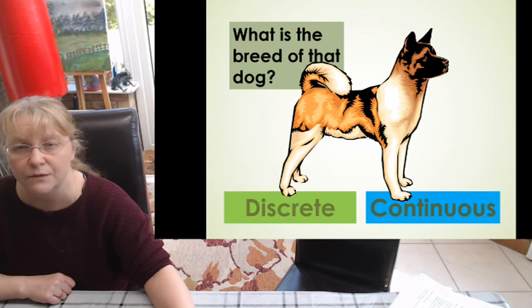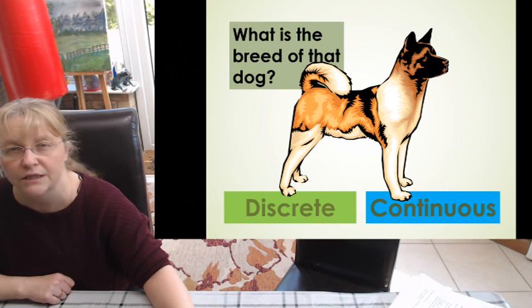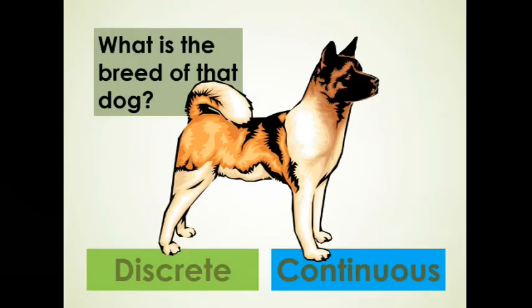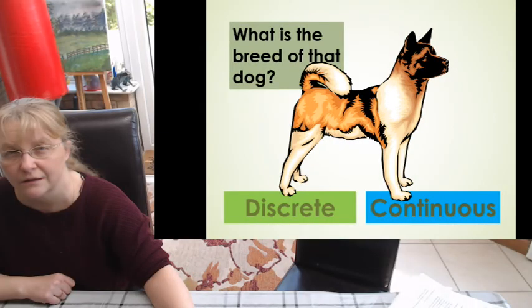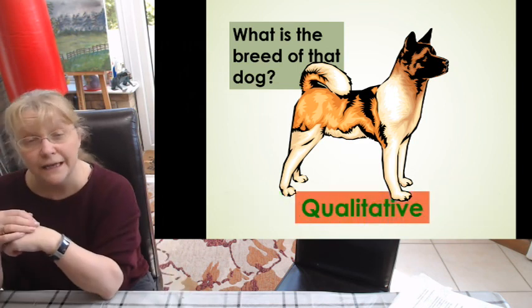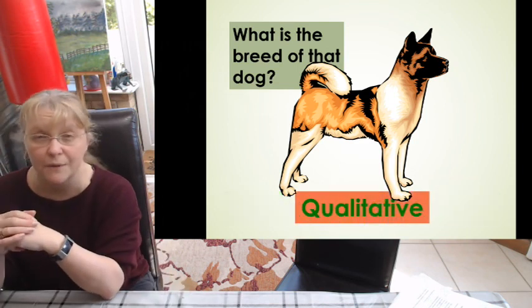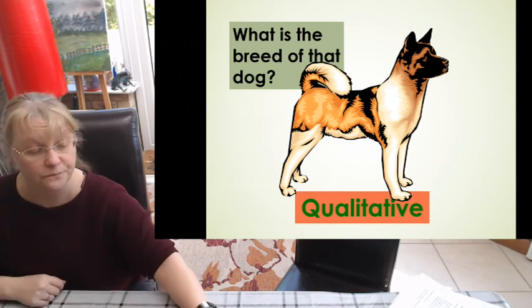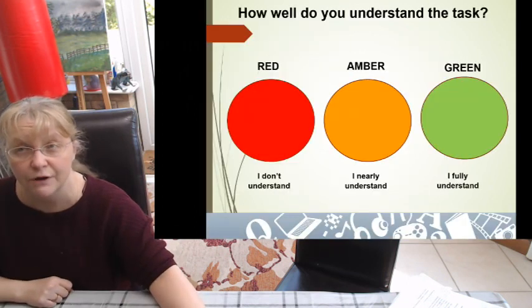What is the breed of this dog? Now think about this. What is the breed? Is it discrete or continuous? Hopefully you got neither, because it's qualitative, because you can't measure a breed of a dog. So that's red, amber or green.